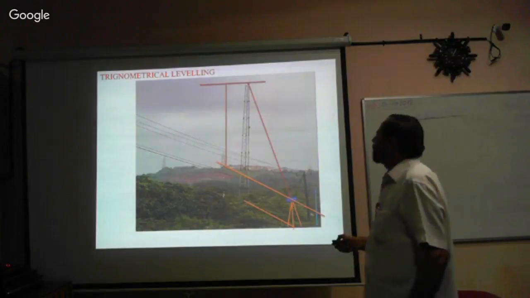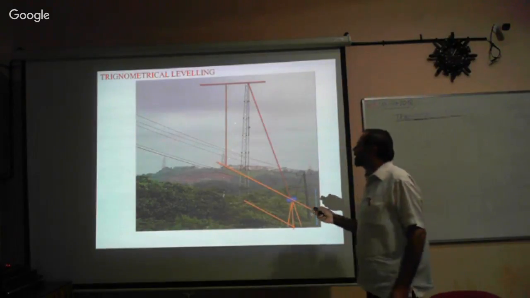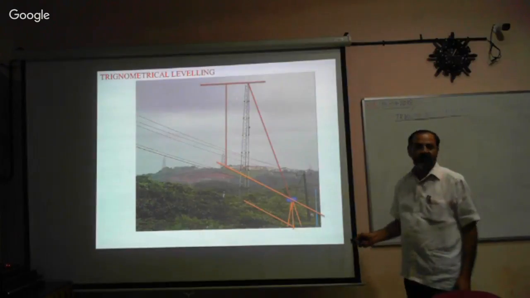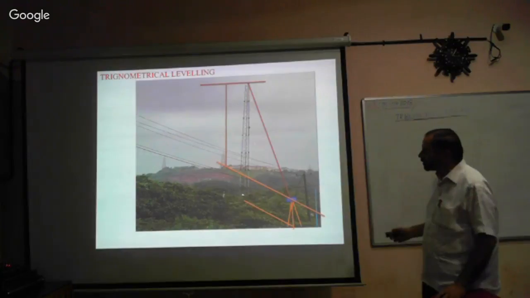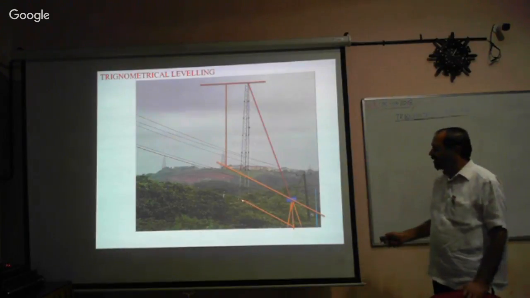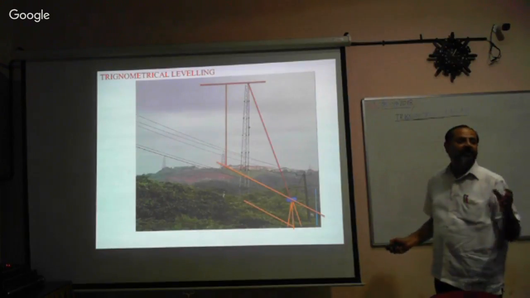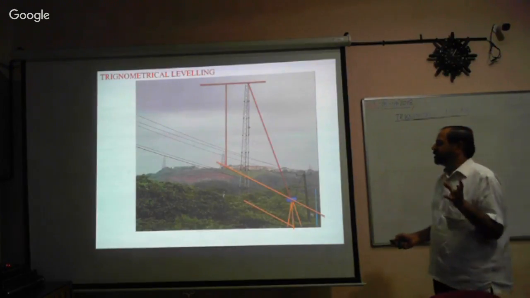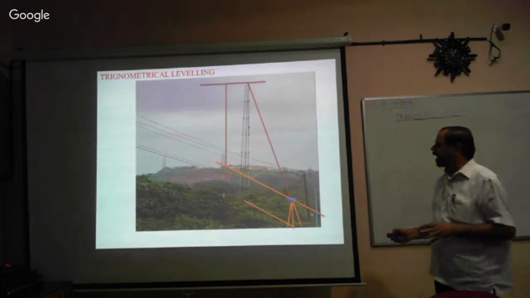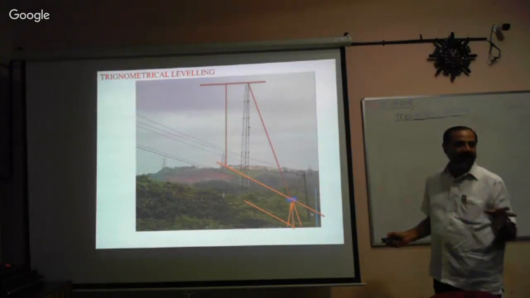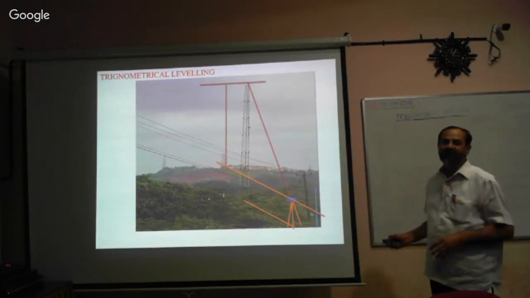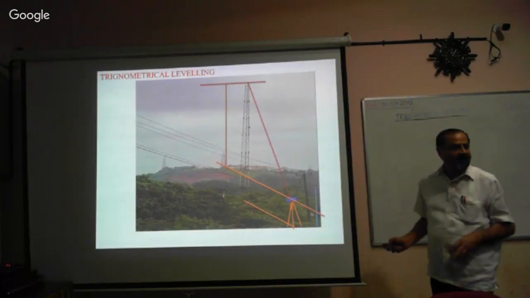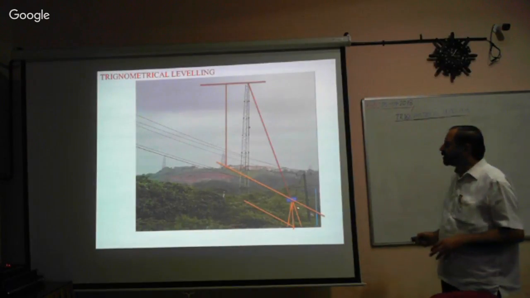Now see, I told you that if you want to measure, the first case is that the base of the object is accessible. We can reach this point. First measure the distance from here to here. Install the instrument at a convenient location and perform all temporary adjustments of the theodolite. Then measure the horizontal distance from the instrument station to the base of the object.